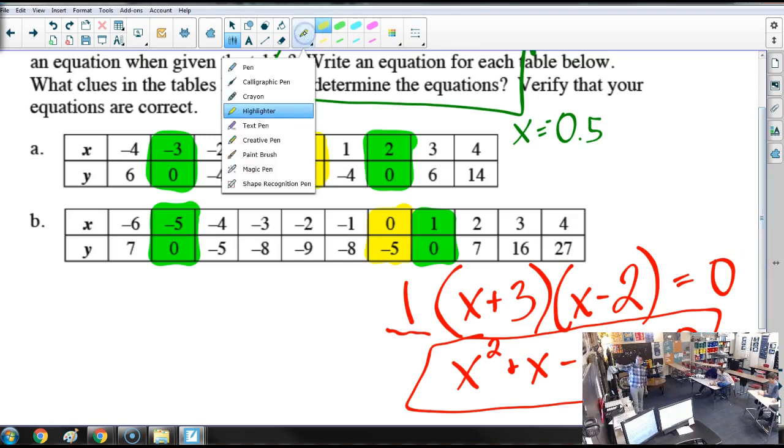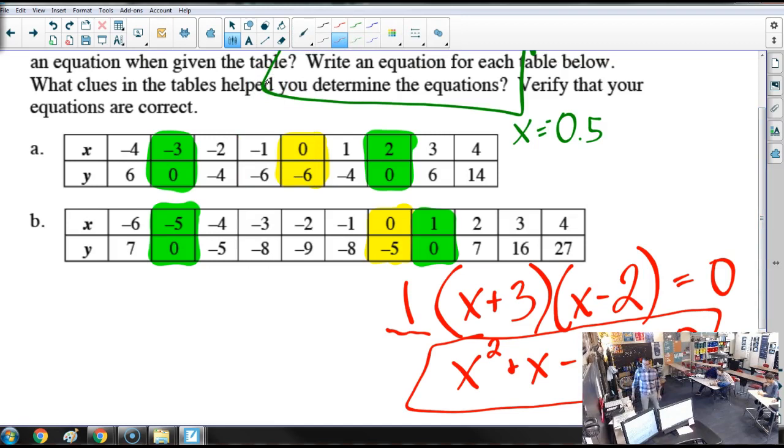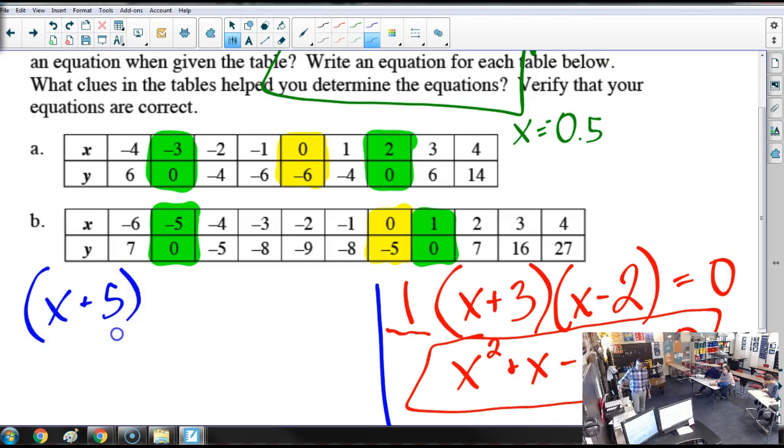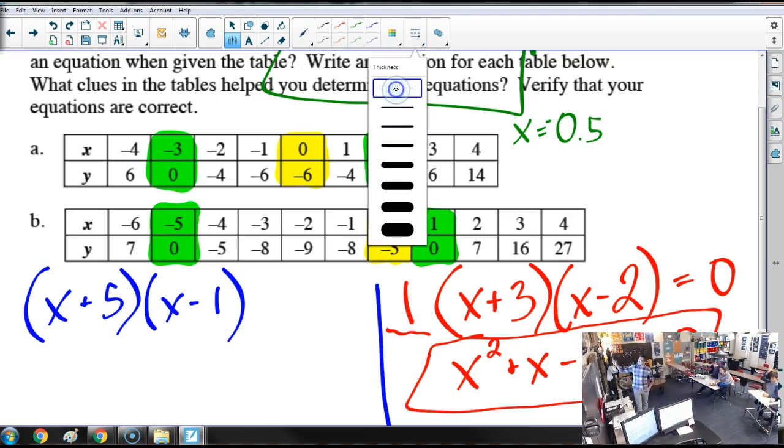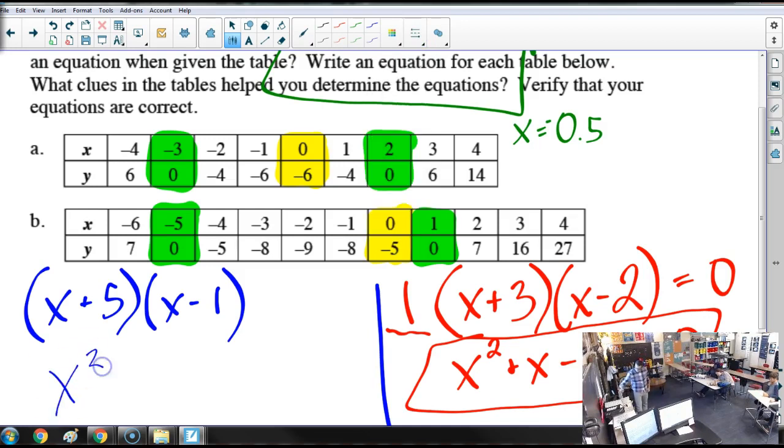What are our binomials that we use? I think I found the equation. x plus 5 times x minus 1, right? Did I do it right? I think I did it right. Which makes x squared plus 4x minus 5. I did it right. This is our quadratic.